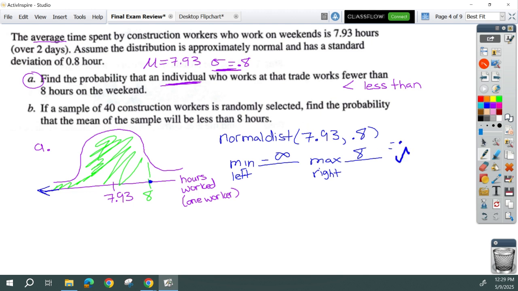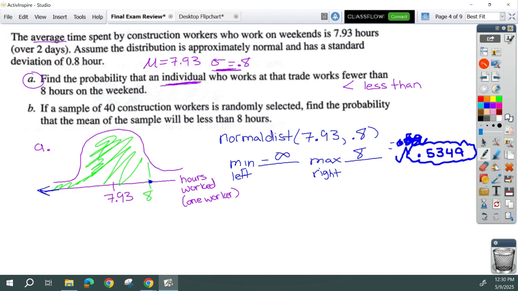And I said in the last video, sorry, 0.5349. I'm testing out a new program here, so I'm getting used to all the tools and making it work. So about 53%, maybe close to 54% of the workers would work less than 8 hours on the weekend.